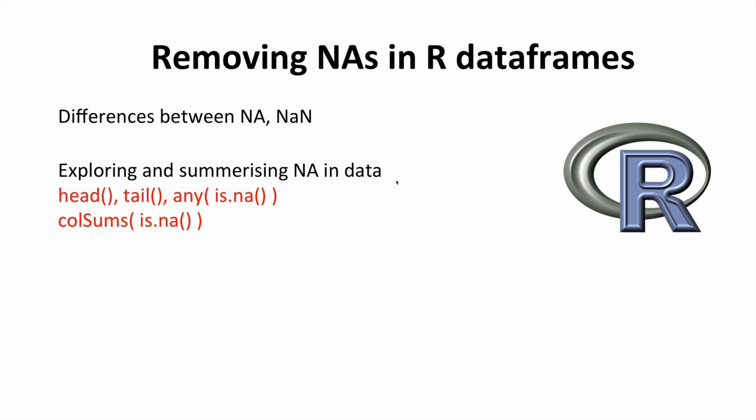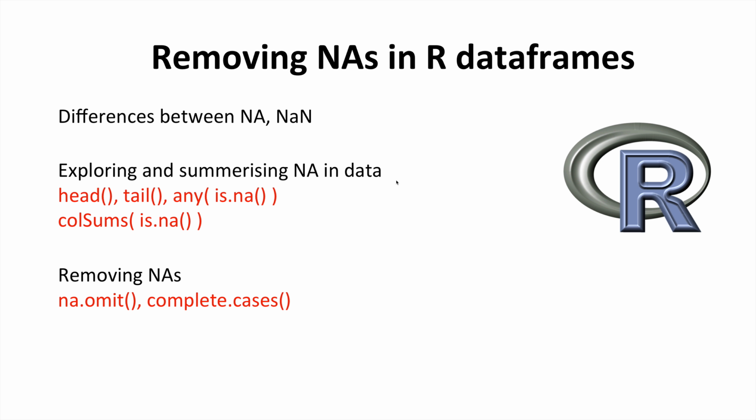Similarly, another really powerful function is nesting is.na within colSums. This will give you a summary of the number of missing cases for each column of your dataset, allowing you to locate where the majority of the missing cases are.